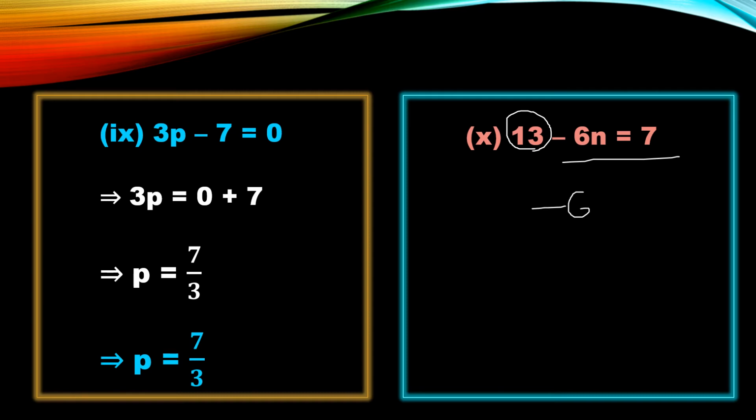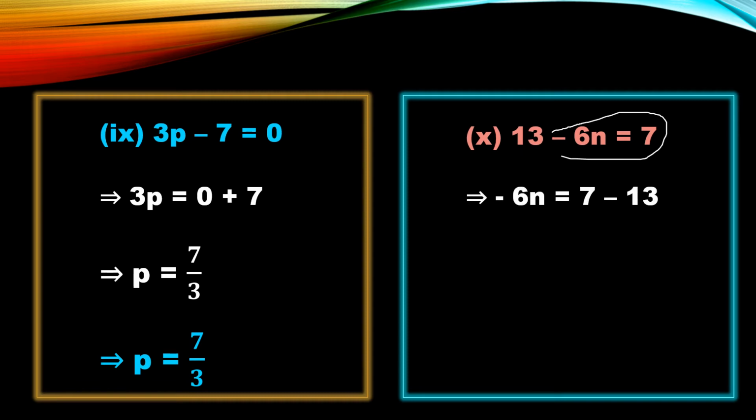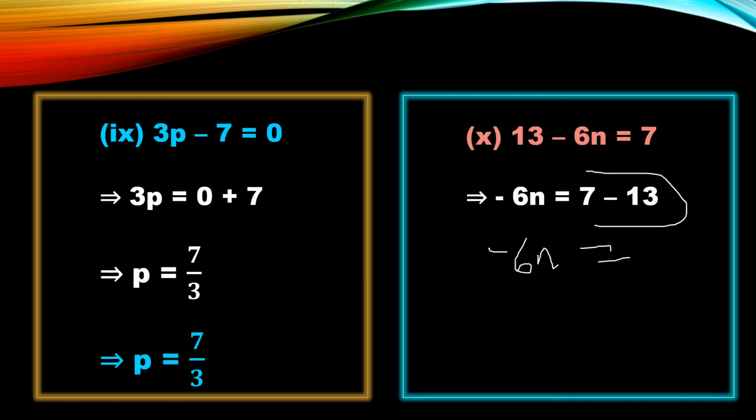Means minus 6n equals to 7. They will be as it is only. Only the 13 symbol will change. So minus 6n and 7 are as it is. And here plus 13 is there. So when it goes there, it becomes minus 13. So now minus 6n will be as it is. And here these two are under subtraction. So 13 minus 7 is 6. And here the bigger number's symbol is minus. So you should put minus 6. So you'll get minus 6n equals to minus 6.